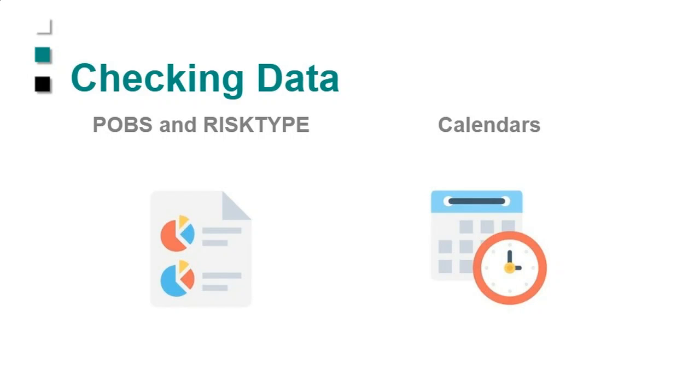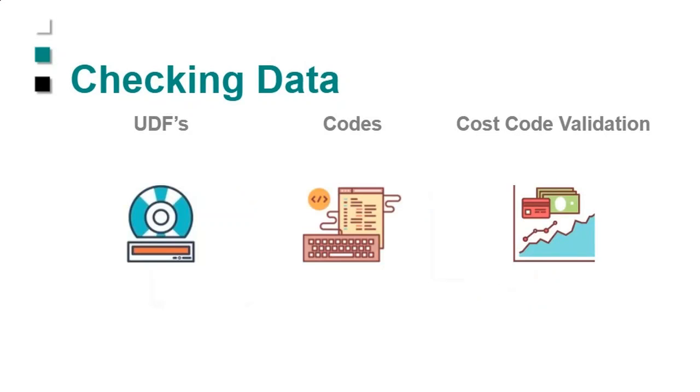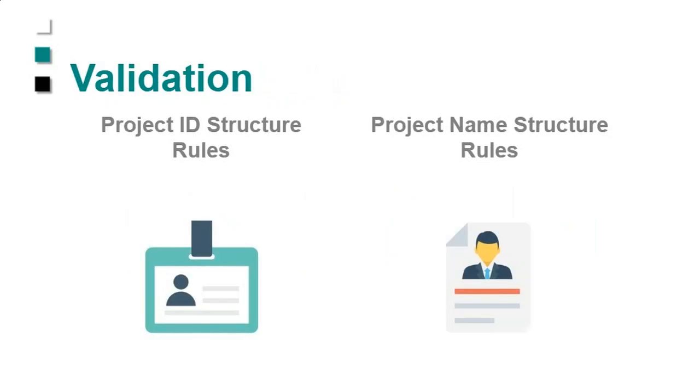of these straggler things that have been frustrating P6 users for the last number of versions, the POBS table and the risk types. So you're also going to be able to clean up those straggler elements. Now, the way the scrubbing takes place is we can check UDFs, codes, cost codes. We mentioned calendars. We mentioned resources, projects, and some naming conventions.